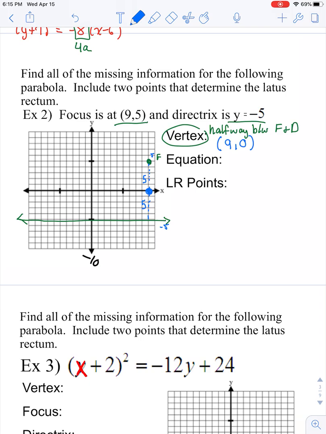For the equation, based on the fact that the focus is above the vertex, this tells us that the graph is going to have to open up. Since it has to open up, our equation is going to have to be in the form of (x minus h) squared equals positive 4a times (y minus k). Remember, when the parabola is opening up or down, it's always going to be like y equals x squared.